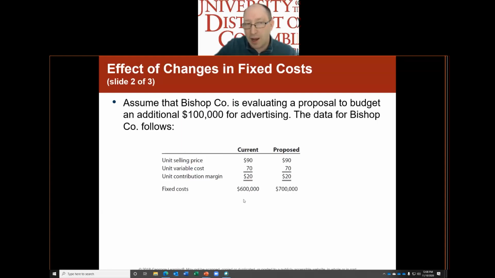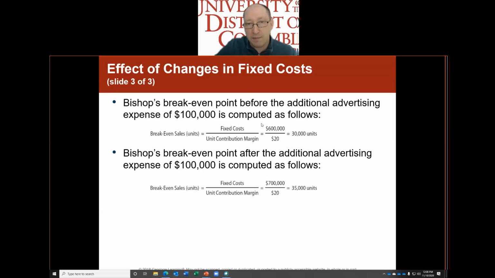If I engage in this additional advertising expense, my fixed costs will go from $600,000 to $700,000, which means my break-even point will change. My current break-even, $600,000 divided by the unit contribution margin of 20, means I need to sell 30,000 units. If I engage in the new advertising, my fixed costs go up to 700,000. My unit contribution margin stays the same. The difference here is that I need to sell more in order to cover the additional cost. So 700,000 divided by $20 equals 35,000 units I need to sell. That's an additional 5,000 units I need to sell in order to cover that additional $100,000 in fixed cost.